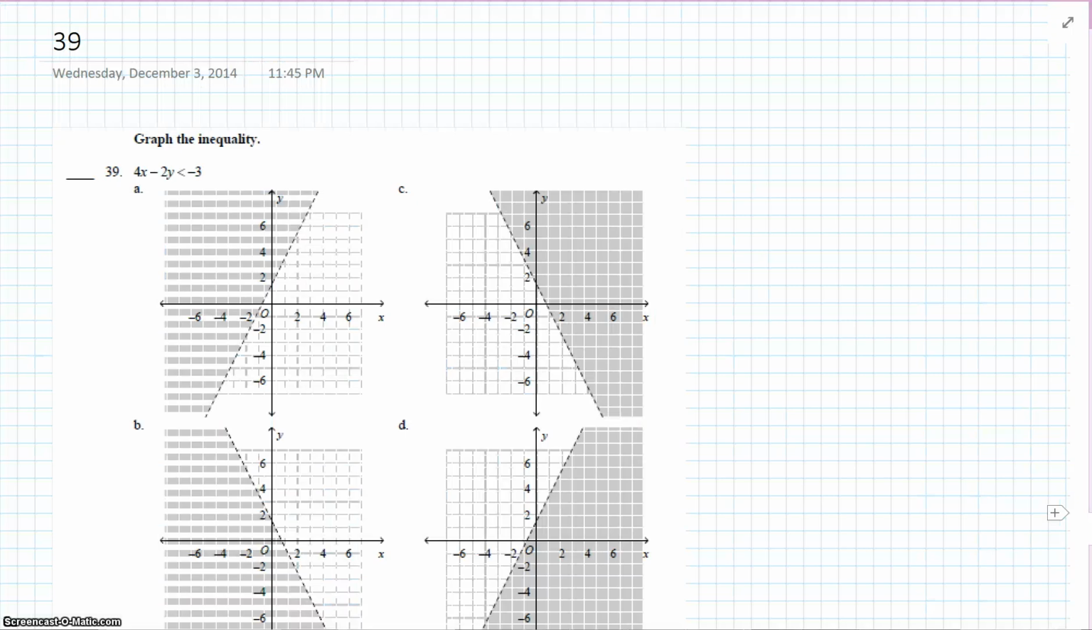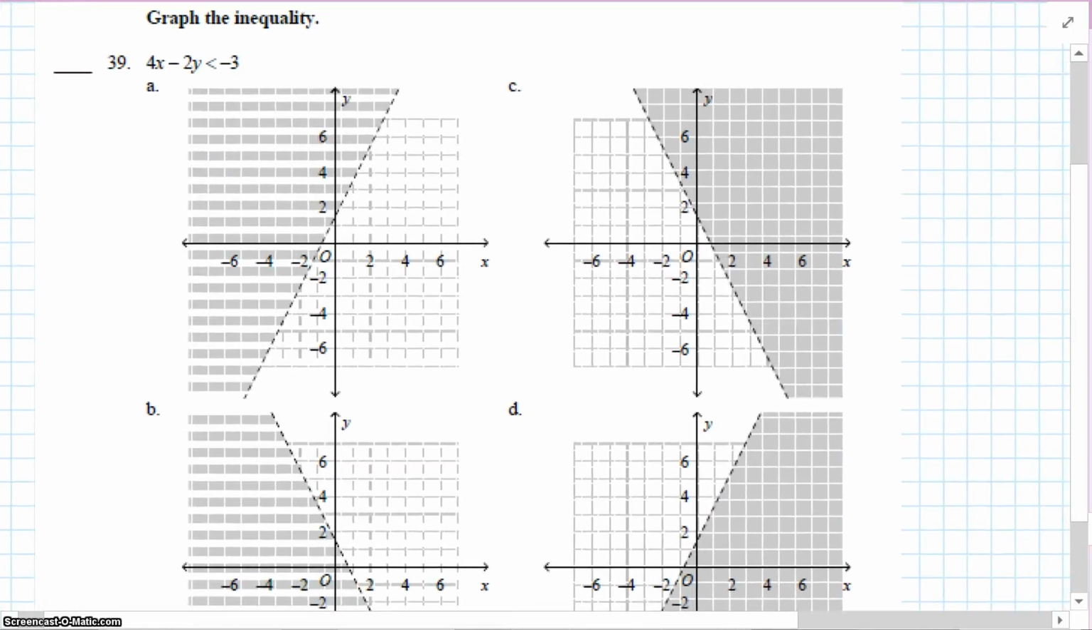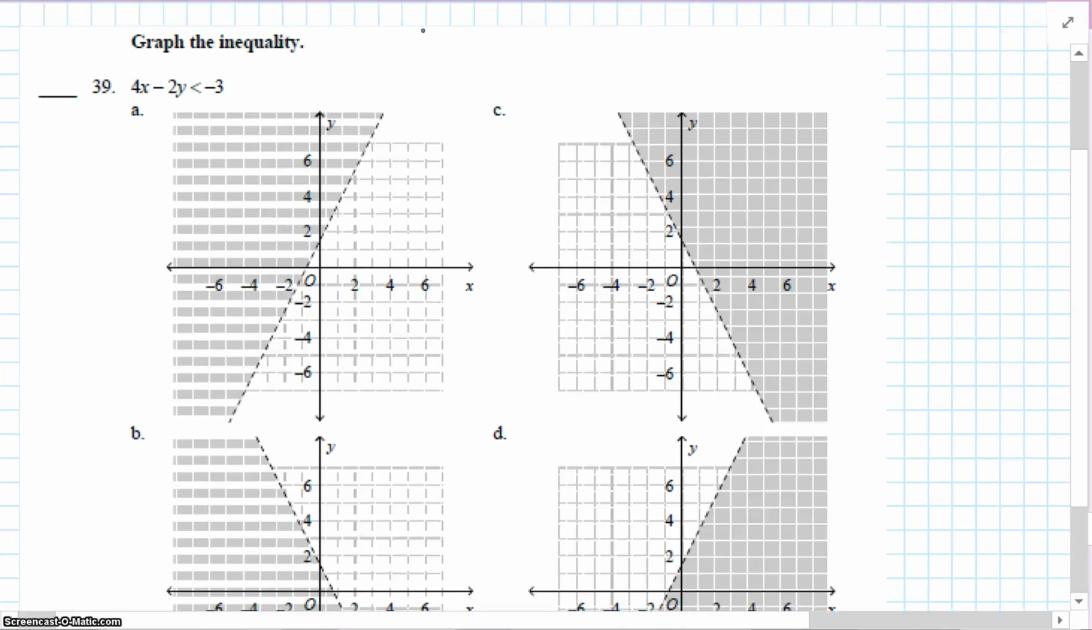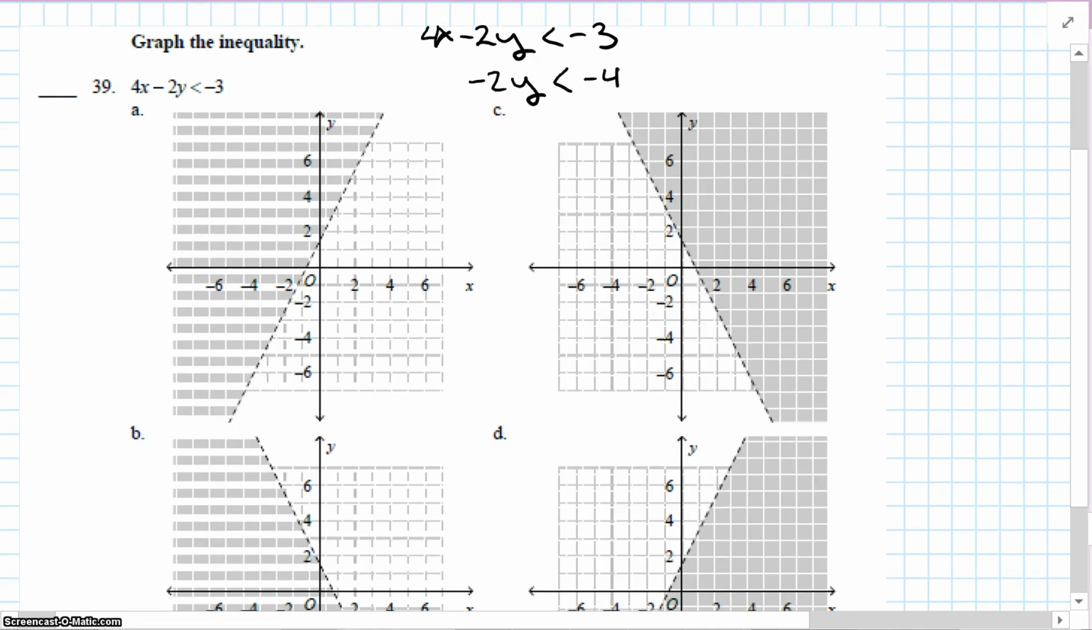39. Graph the inequality. Okay. Well, first thing I'm going to do is I'm going to get it in y equals mx plus b. I'm going to get it in slope-intercept form. So I got 4x minus 2y is less than negative 3. I'm going to subtract 4x from each side. So I'm going to get negative 2y less than negative 4x minus 3. Now I'm going to divide each side by negative 2.